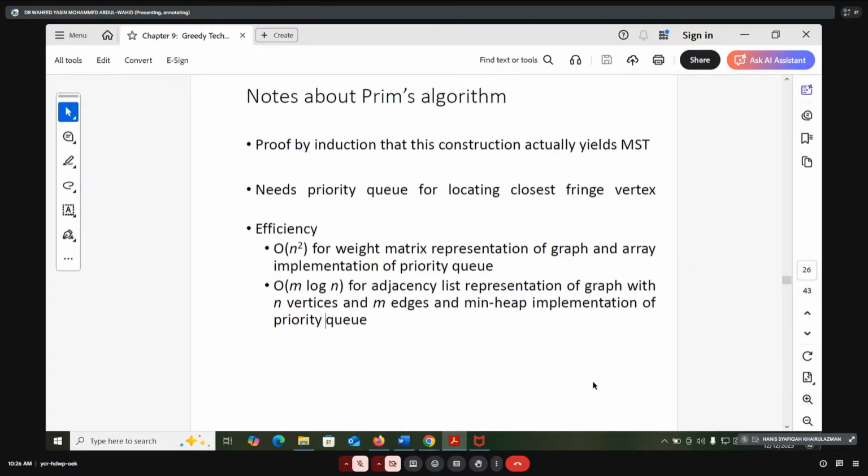of the priority queue. Okay, so here we have O(n^2) for the weight matrix with the graph and array implementation of the priority queue, and O(m log n) for adjacency list representation of the graph with n vertices and m edges and min heap. So we have something called min heap. Min heap gives me directly the minimum value, no need to calculate or compare. It gives me directly the minimum value.